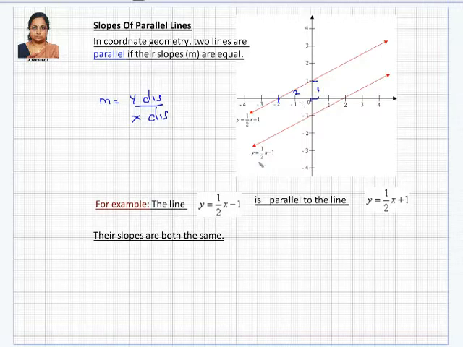Here, normally we say the slope is y distance by x distance. So you can see here, you have y distance as 1 and x distance as 2. So 1 by 2 is the slope which is mentioned here.